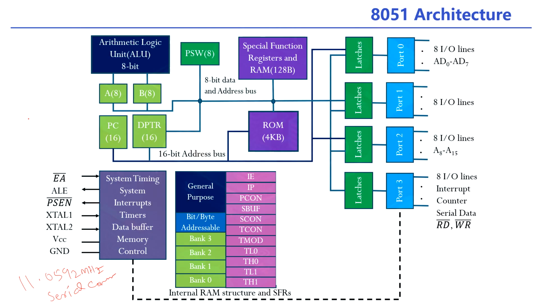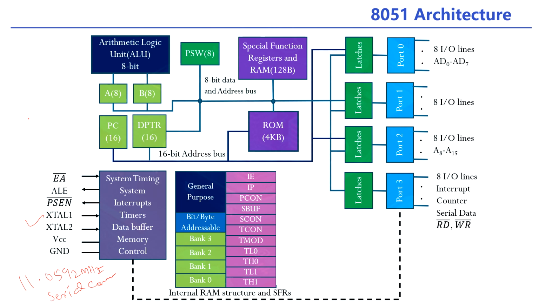So these are the crystal inputs, and further we will discuss what oscillator is used. There are two different types of oscillators we will use. One is the crystal oscillator, another one is the normal oscillator. So the structure we will discuss while discussing the pin diagram.